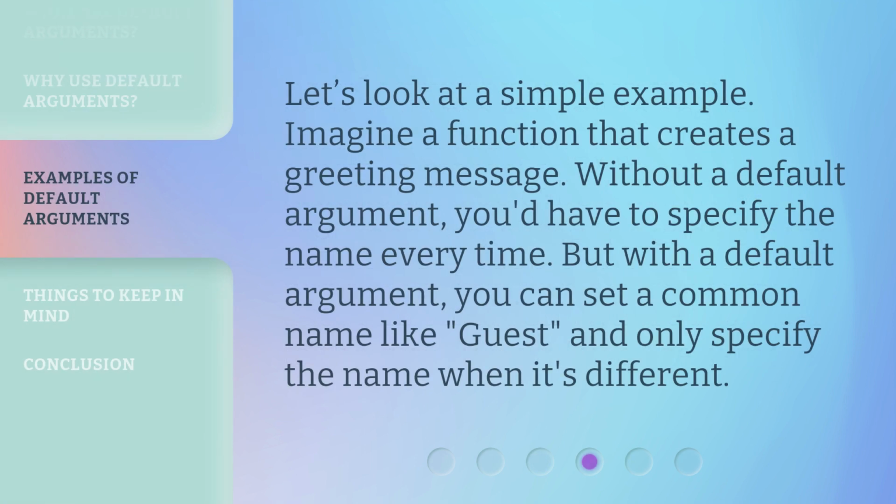Let's look at a simple example. Imagine a function that creates a greeting message. Without a default argument, you'd have to specify the name every time. But with a default argument, you can set a common name like guest, and only specify the name when it's different.